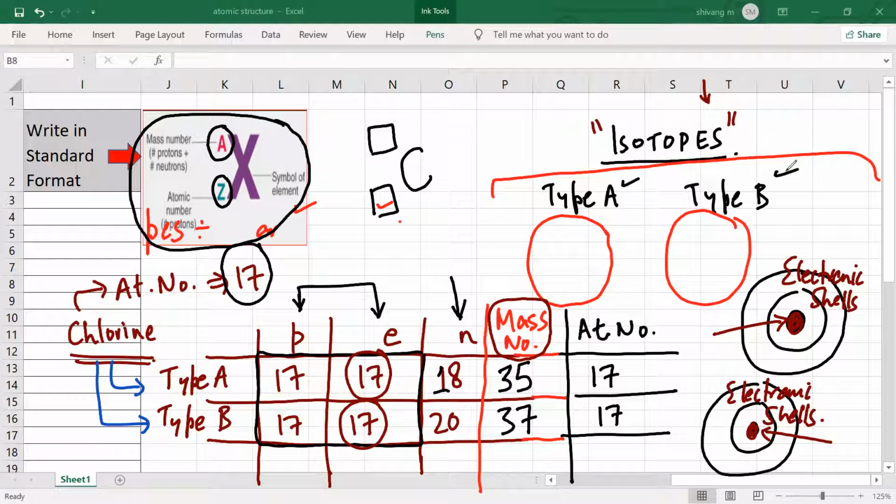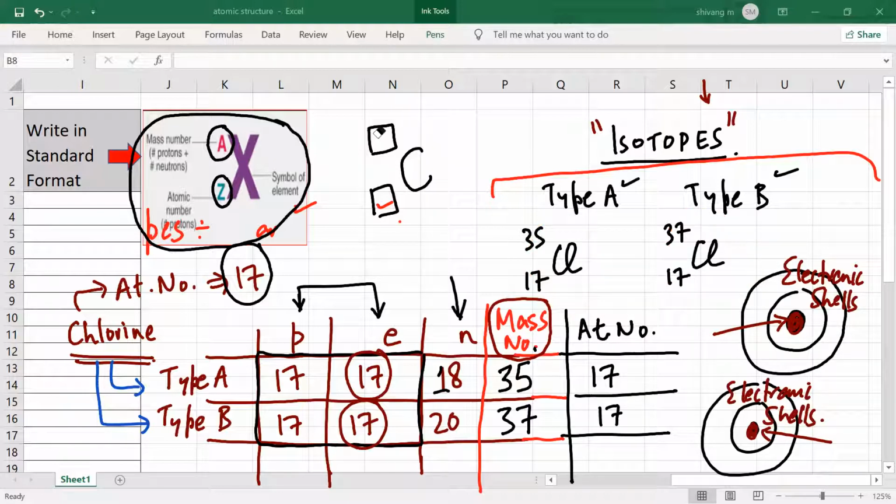So for chlorine, yes, chlorine. For type A we write Cl. What should I write here? So 18. You write the mass number, so sorry sir. 35, and below 17. Here 37 and 17. Mr. Aryaman, are we clear? Yes, sir.